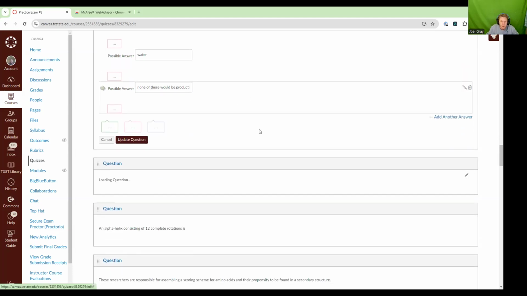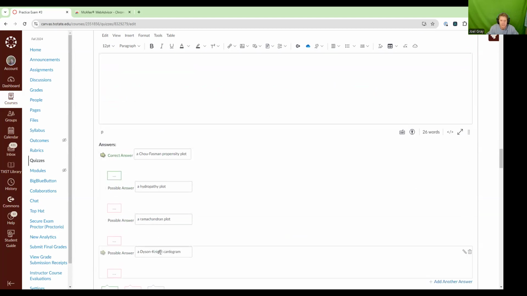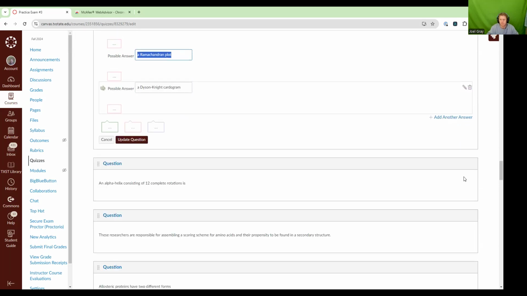Now, next question. If you were curious about the likely secondary structures that a protein or polypeptide can form, which of the following would be your best piece of data and best piece of evidence? You've got a Dyson Knight cartogram, a Ramachandran plot, change that to capital R, a hydropathy plot, and a Chow-Fasman propensity plot. Well, hydropathy plot tells you about the hydrophobicity of amino acids. A Ramachandran plot tells you about phi and psi angles. And a Chow-Fasman propensity plot tells you about the likely structures that individual amino acids have. A Dyson Knight cartogram, I just made that up.